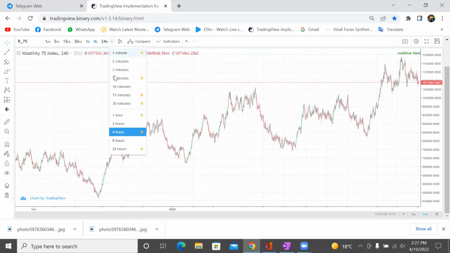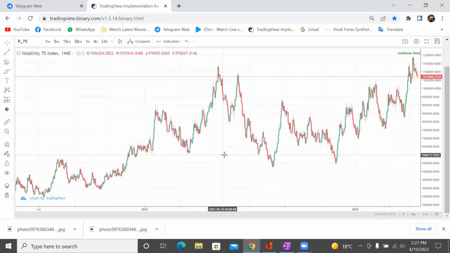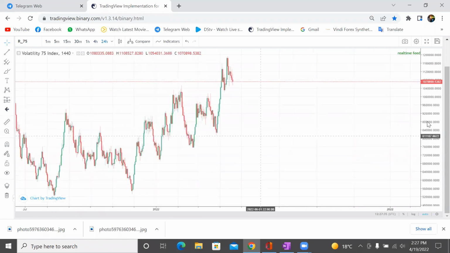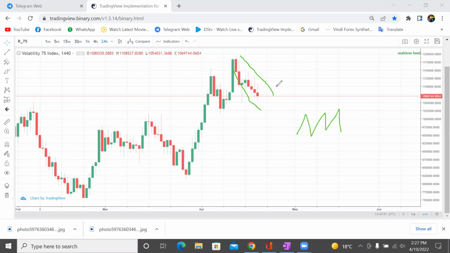Let's go to the bigger time frame instead. When we go to the bigger time frame, we see that the market is going down like this, you understand? But what we don't see is that movement of support and resistance. So what we're going to do is go back to the smaller time frame.